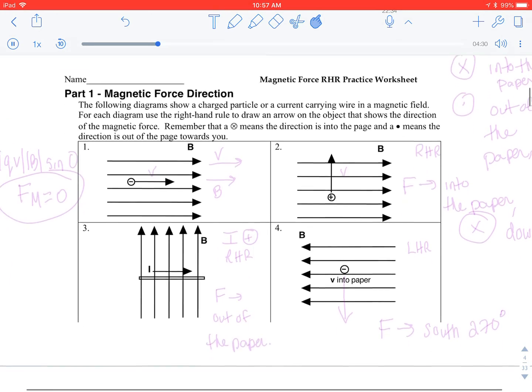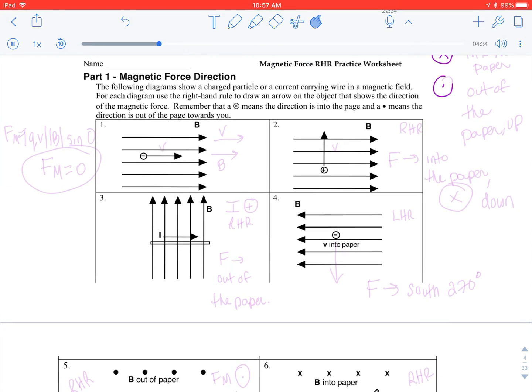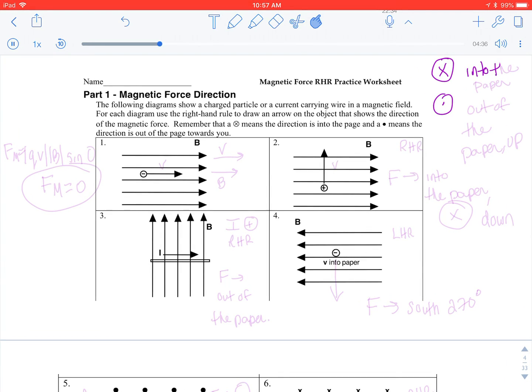Just a reminder, when we talk about X's and dots, X's mean into the paper, that's from the previous PowerPoint, and dots mean out of the paper. So that means your vector is coming out of the paper.